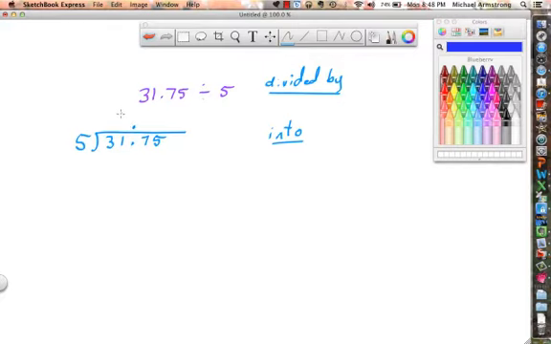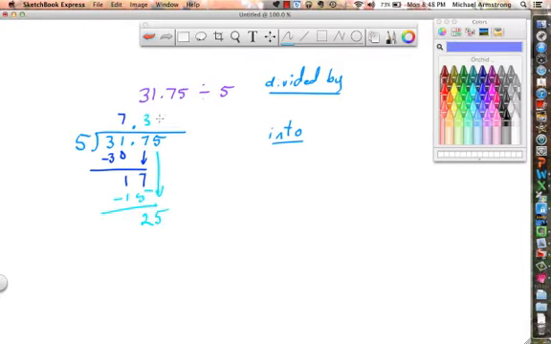Okay, 5 goes into 31 7 times. 7 times 5 is 30. And we subtract that. It gives us 1. We'll bring down the 7. We have 17. 5 goes into 17 3 times. 3 times 5 is 15. Subtract. That leaves us 2. Bring down the 5. And this one's nice because it goes in evenly.